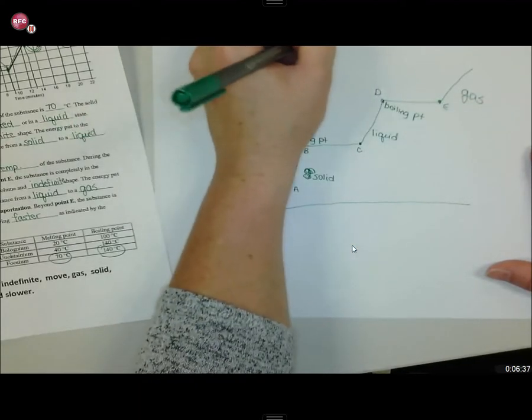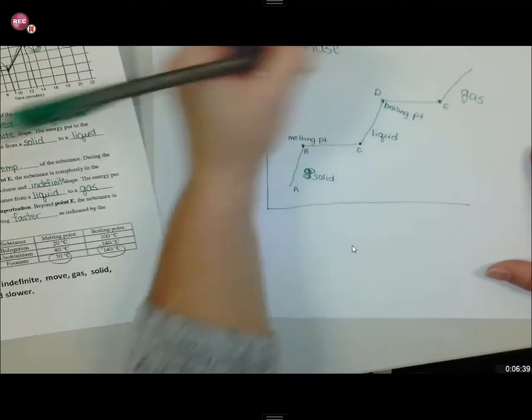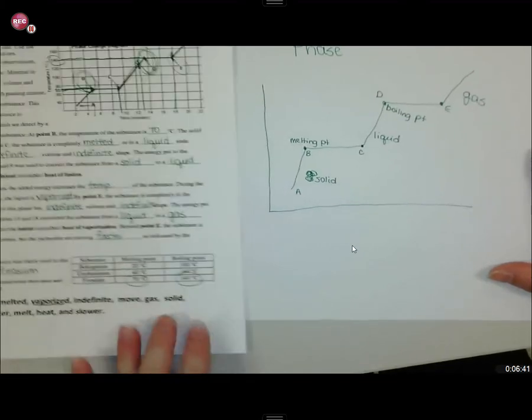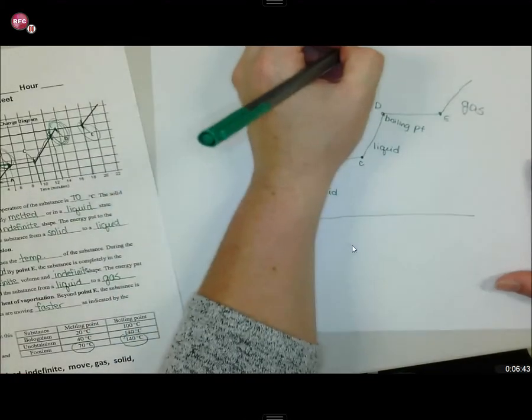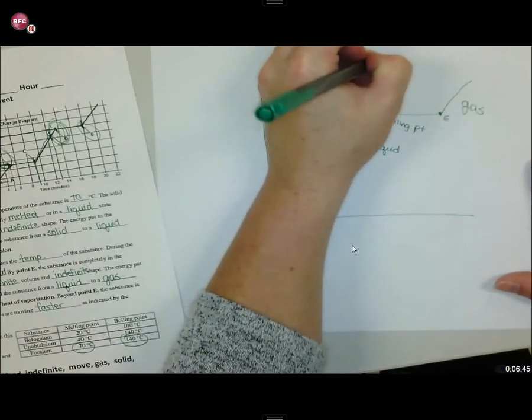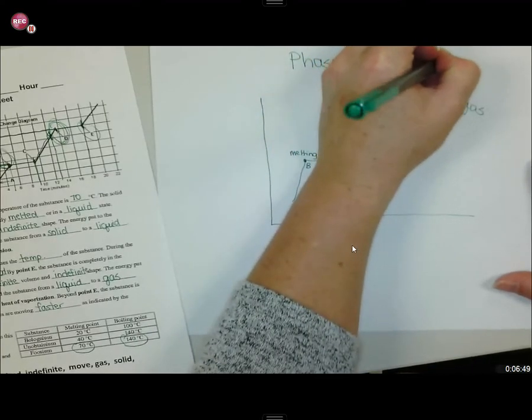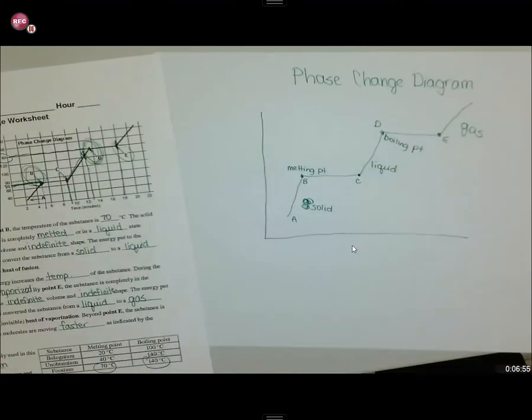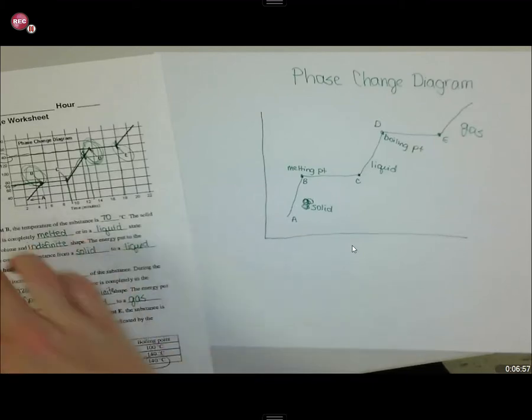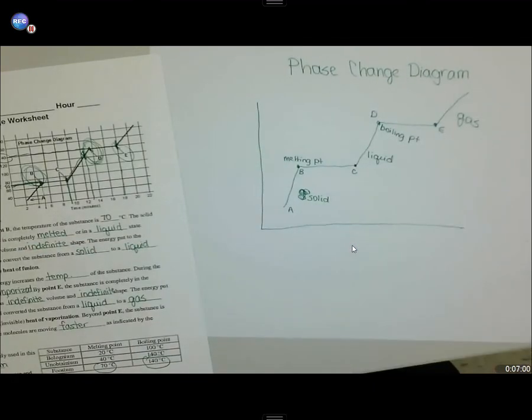Even in your notes, if you're putting this paper in, the name of it is phase change diagram. That's the name of the page in your notebook. So if you have a printer, put in this one. If you do not have a printer, copy this into your notebook, okay? So I hope this helps and gives you the correct answers.